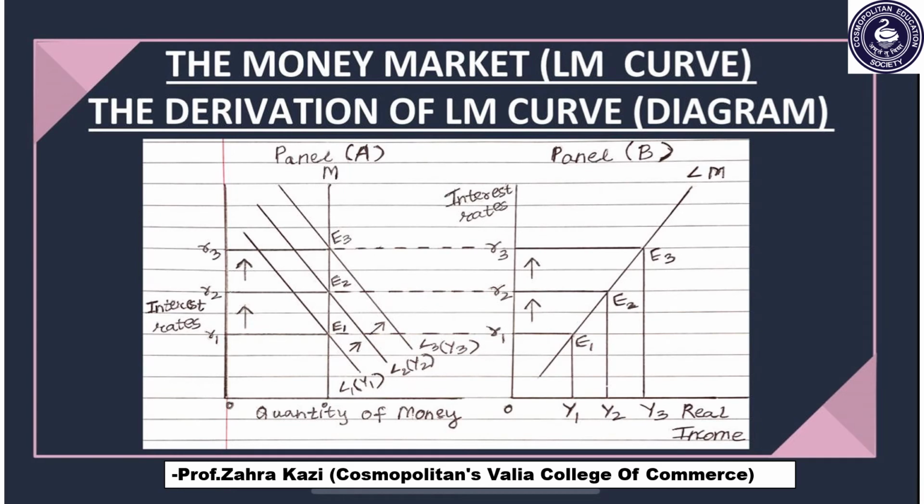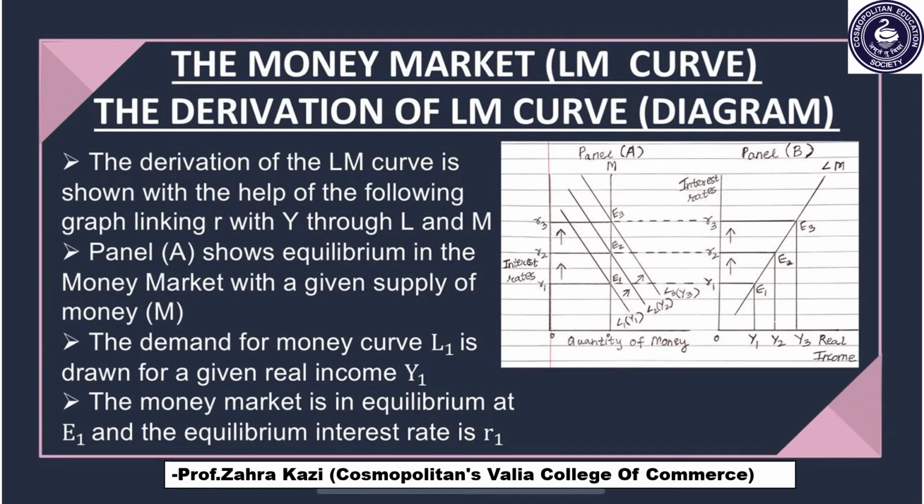So the first part under the money market or LM curve is the derivation of the LM curve. So this is the diagram which you will have to draw in exams if the question is asked about the derivation of the LM curve. Let's understand this diagram. The derivation of the LM curve is shown in this graph, which links the rate of interest, that is R, with the real income, that is denoted by Y, through L and M curves.